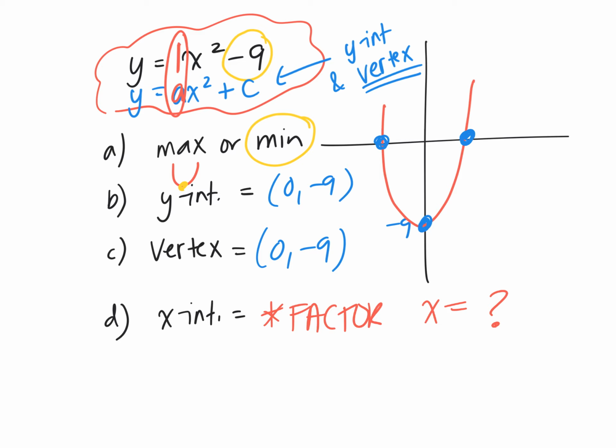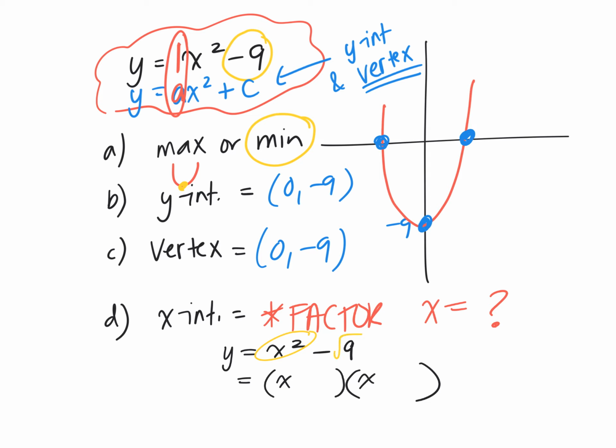So this goes back to chapter 6 or 7. The equation is y equals x squared minus 9. How would I factor this? Is this the product sum method or is this a difference of squares? Remember difference of squares? Do you guys remember how to factor difference of squares? So what are the two first terms? Square root of x squared is x.